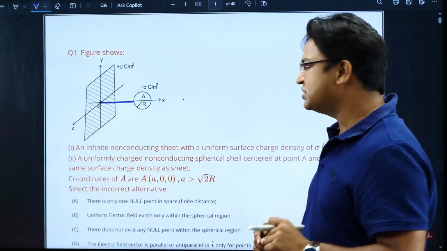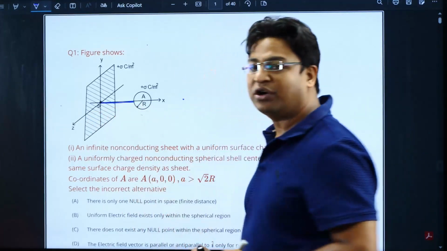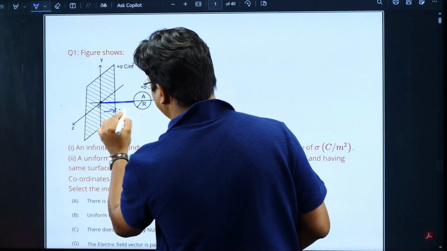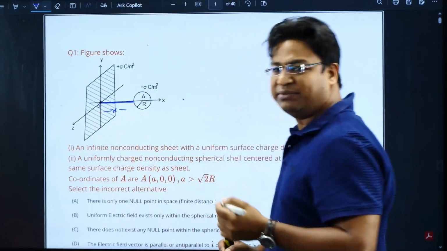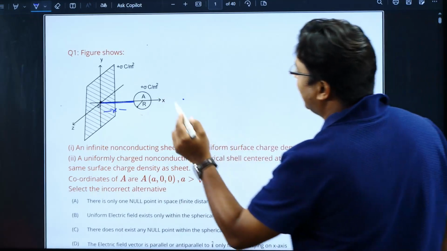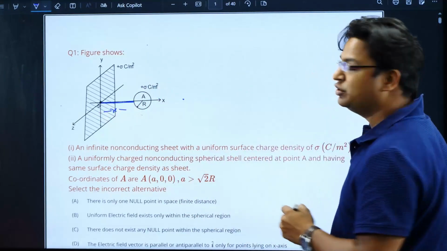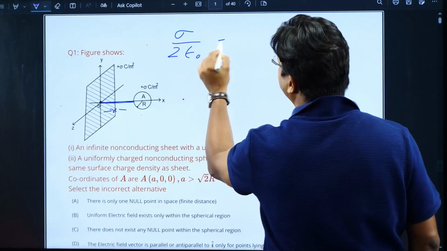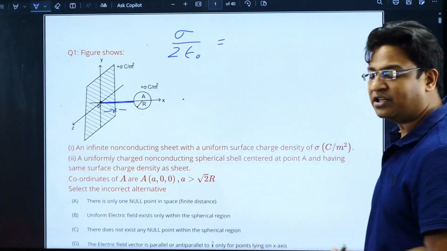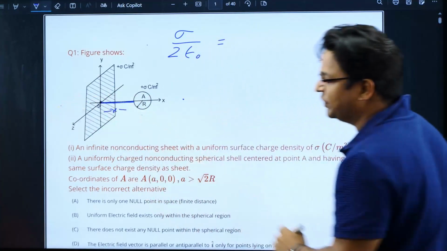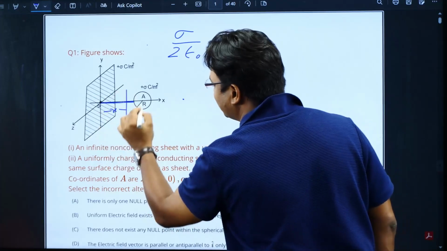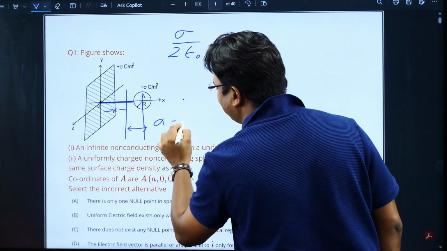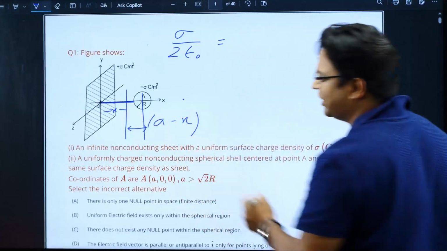Now what we have to check is whether we get a null point here or not. Let's say at a distance x, I'm trying to write the electric field due to the two, and I'll see whether their magnitudes match or not. The sheet will produce a uniform electric field given by sigma by 2 epsilon naught, and for the sphere, if the distance is x from the origin, then the distance from the center of the sphere would be a minus x.